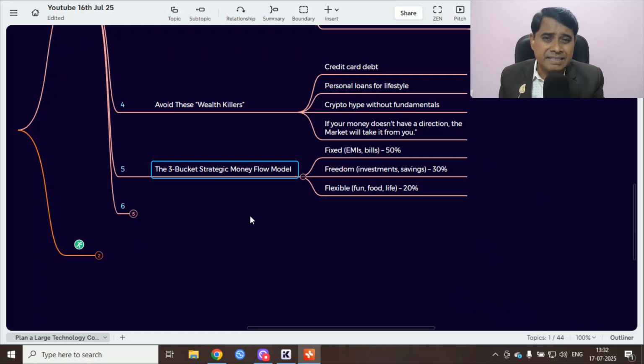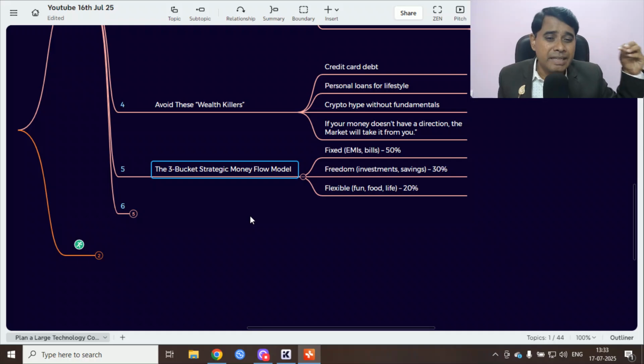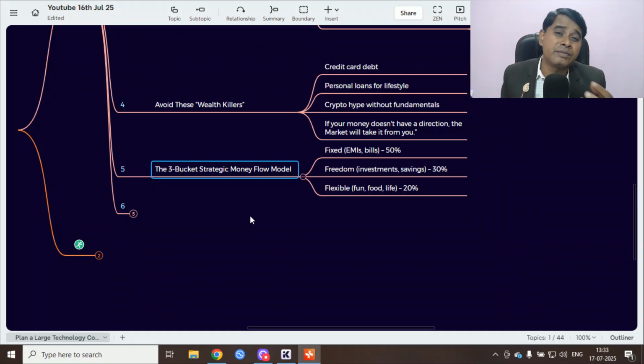So fixed EMIs and bills, that is general essentials. 50% you need to segregate for your rent, your EMI, your normal expenses, grocery expenses, everything. These are fixed expenses. And for your freedom, that is for investments and savings, you need to segregate 30% of your monthly income. And also flexible, that is for your fun, going to restaurants, movies, and for your life, you need to segregate 20%.